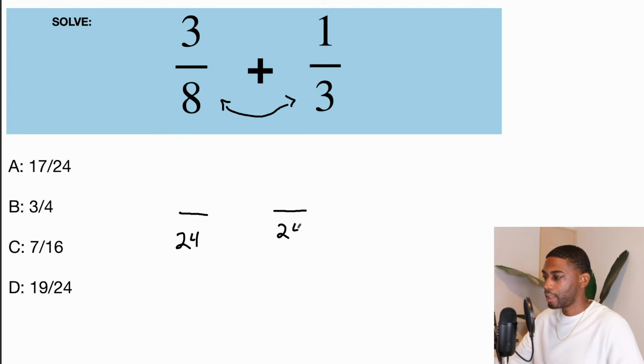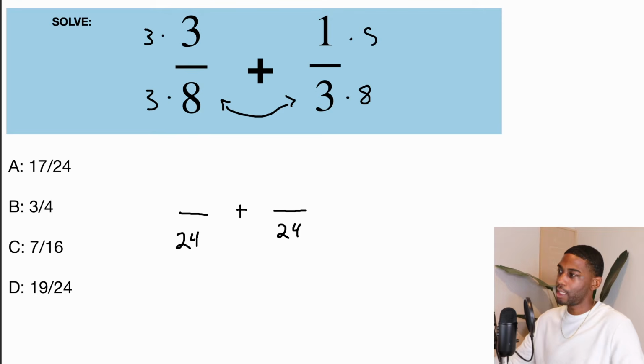Instead of subtracting this time, we're actually adding. So we're going to put our addition sign in there, and I'll still write it out so that way nobody's confused. 3 times 8, we're going to multiply by 3 on this side to give us 24. Whatever we did to the bottom, we have to do to the top. And on this side, 3 times 8 gives us 24. So whatever we do to the bottom, we do to the top. We're going to get the same numbers. 3 times 3 is 9 plus, and then what we have over here, 1 times 8 is 8.